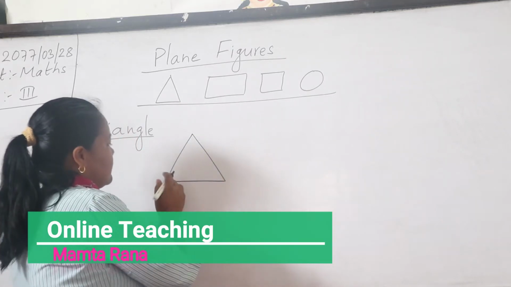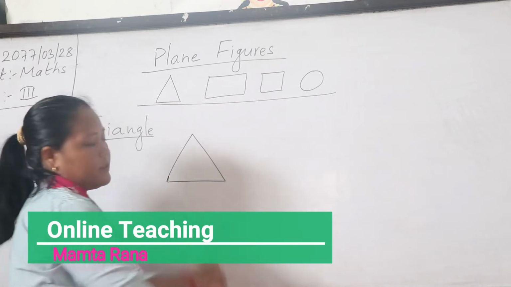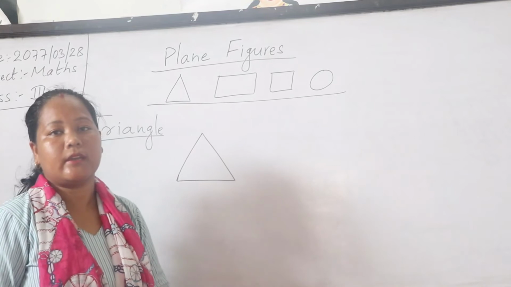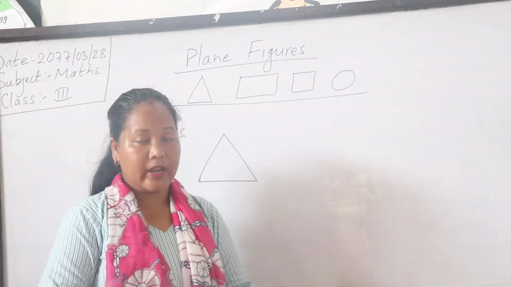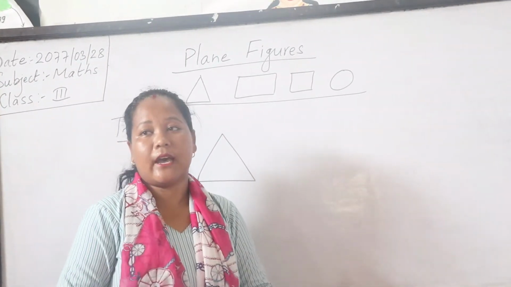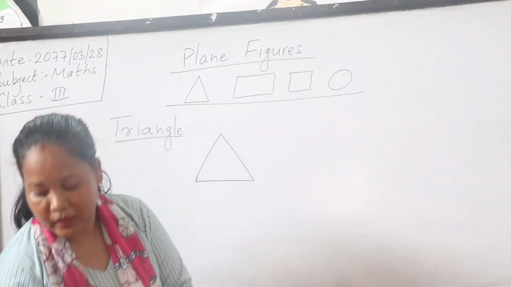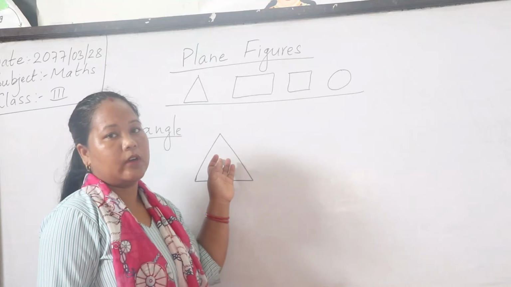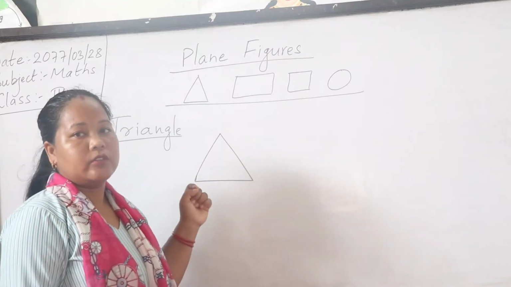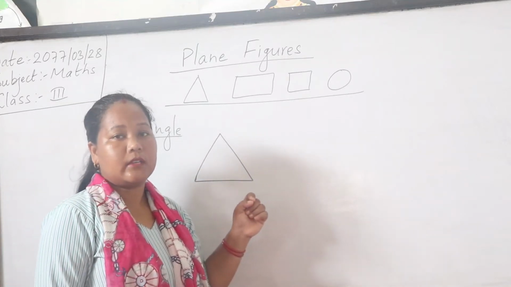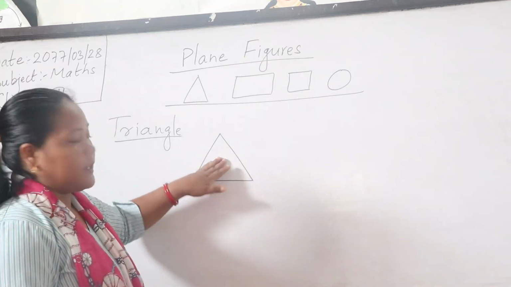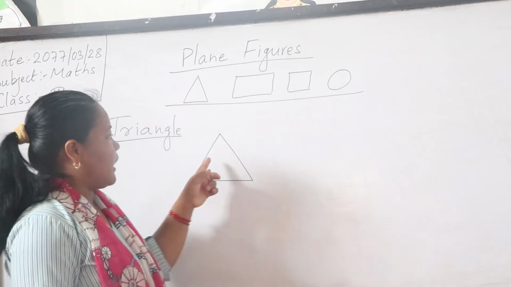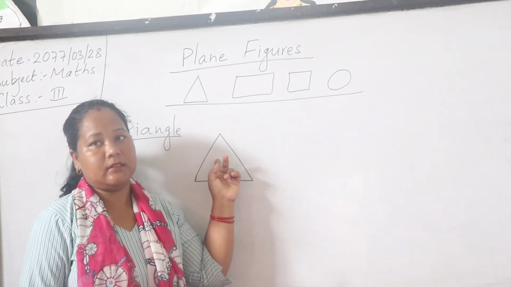What is a triangle? The definition of a triangle, its features, how to draw triangles, how to write the name of a triangle, its sides, its vertices. This is also not new for you; in junior classes you already read about it. Look here, this is the figure of a triangle. And how to define a triangle?